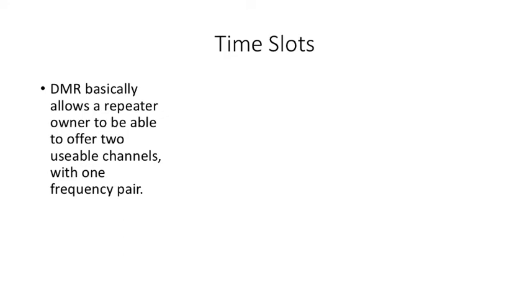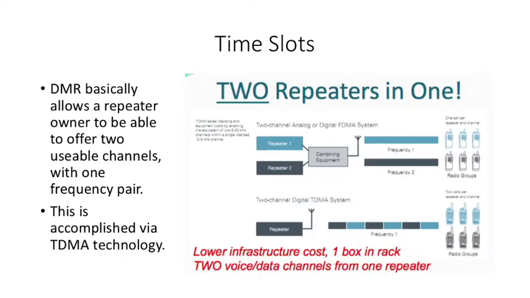Now that same frequency has the ability to have 2 channels of traffic going. Could be 2 voice channels, could be a voice and data channel, could be 2 data channels, depending on how the repeater's set up. This is accomplished, once again, using TDMA technology. And we're going to look at a graphic here real quick. So, 2 repeaters in 1. This up here is our old way of doing it, or the FDMA that the NXDN systems use.